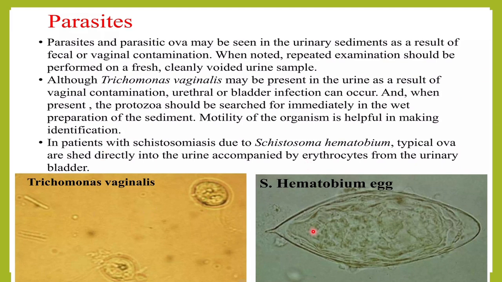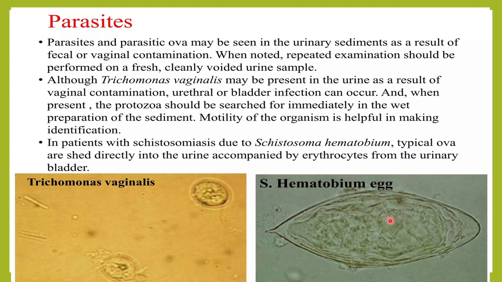Sometimes we get a few parasites in the urine, and they happen mostly because of vaginal contamination. Whenever you see such parasites, like Trichomonas vaginalis, or Schistosoma haematobium, you should perform this examination on a fresh and cleanly voided urine sample. Whenever you see Trichomonas vaginalis, the protozoa should be searched for immediately in a wet preparation of the sediment, and because it is moving, it helps us to identify this parasite.